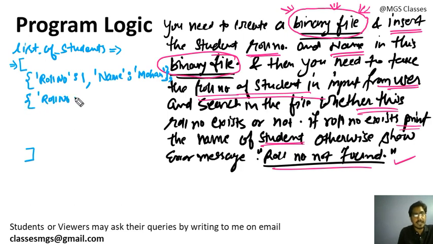Then another dictionary will have the roll number, let's suppose 2, and the name of the student, let's suppose Ram. Please understand this logic. If you understand this logic, there is nothing to understand in this program.